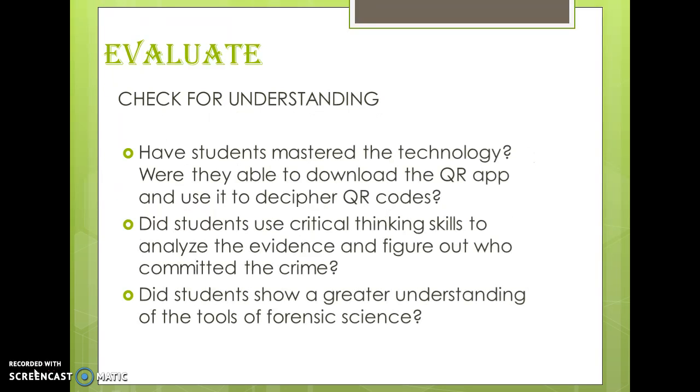Check for understanding. Have the students mastered the technology? Were they able to download the QR code apps and to decipher the QR codes? Did the students use critical thinking skills to analyze the evidence and figure out who committed the crime? And did the students show a greater understanding of the tools of forensic science? So there are a lot of different things that you're going to be checking for understanding.